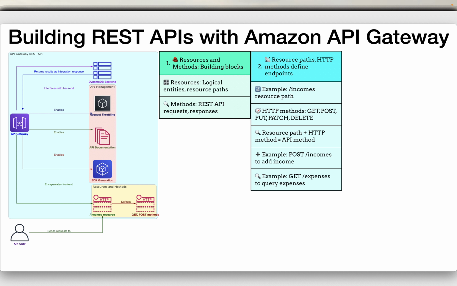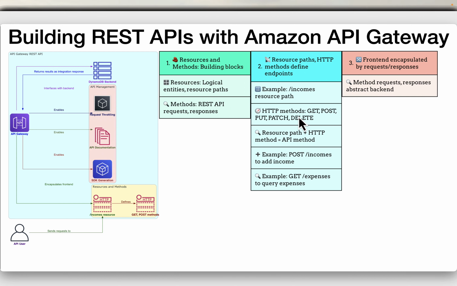Examples include, let's say you have /student/incomes, which are resource paths. So in this case, I'm giving the example of the /incomes resource path, and you have HTTP methods like get, post, put, patch, delete, and combining a resource path and a method, an HTTP method identifies an API method. For example, you can have post incomes, get incomes, put incomes, patch, and delete. So these are all the possible combinations. So you have post /incomes to add income, and you have something like get /expenses to query for expenses.